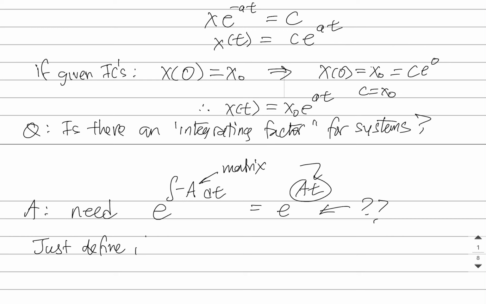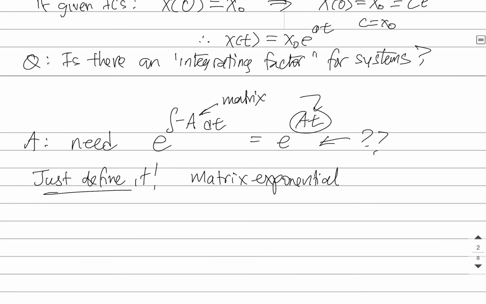Why not? Let's create this thing. Let's call this the matrix exponential. So let's define something called the matrix exponential. And how are we going to do this? What would be a sensible way of doing it?